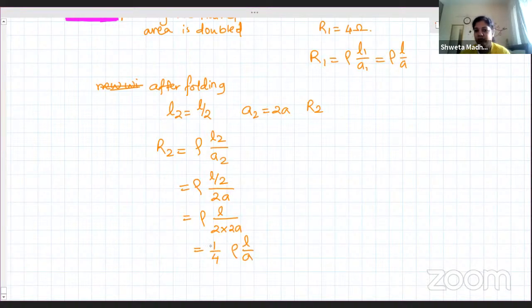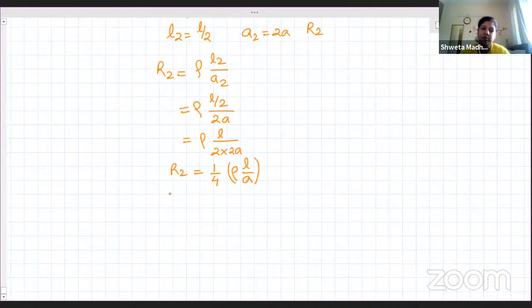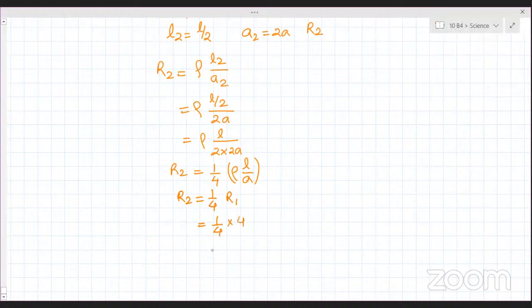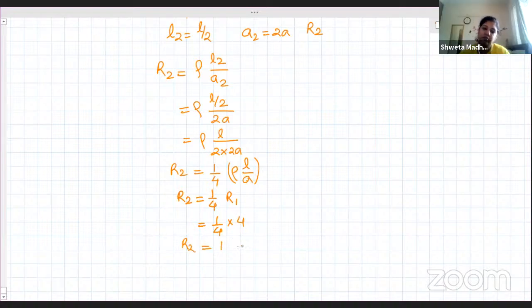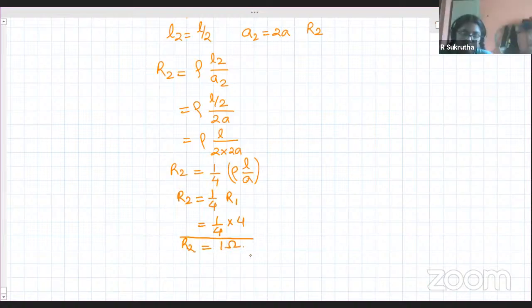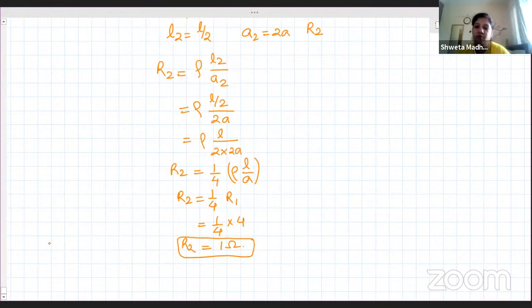Right? Yes, ma'am. So this is what rho L by A is. Original resistance R1 is rho L by A. So R2 is equal to 1 by 4 R1. What was R1? 4 ohm. So what is the new resistance? 1 ohm. Understood?